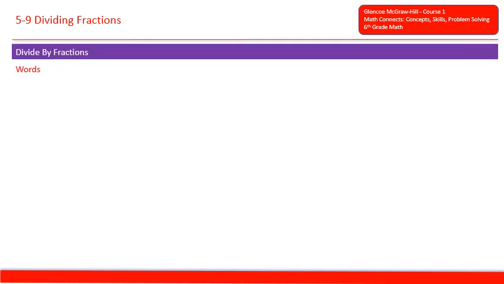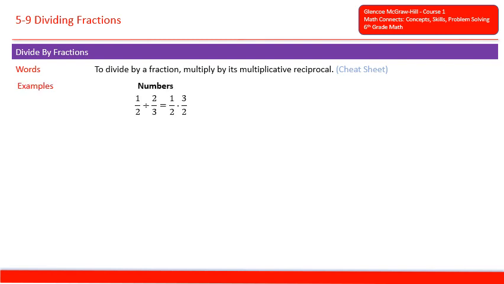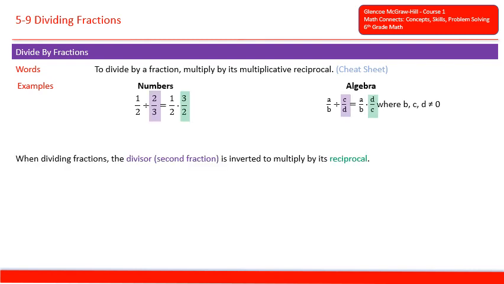Divide fractions or divide by fractions. To divide by a fraction, multiply by its multiplicative reciprocal or multiplicative inverse. In numbers, that means 1/2 divided by 2/3 equals 1/2 times 3/2. In algebra, a over b divided by c over d equals a over b times d over c, where b, c, and d are not equal to 0. That's because we can't have a 0 in the denominator, and all 3 of those variables are in the denominator at some point.